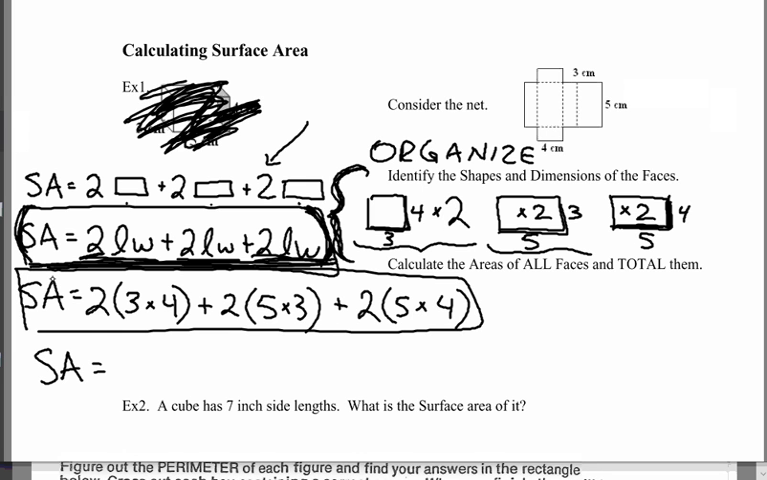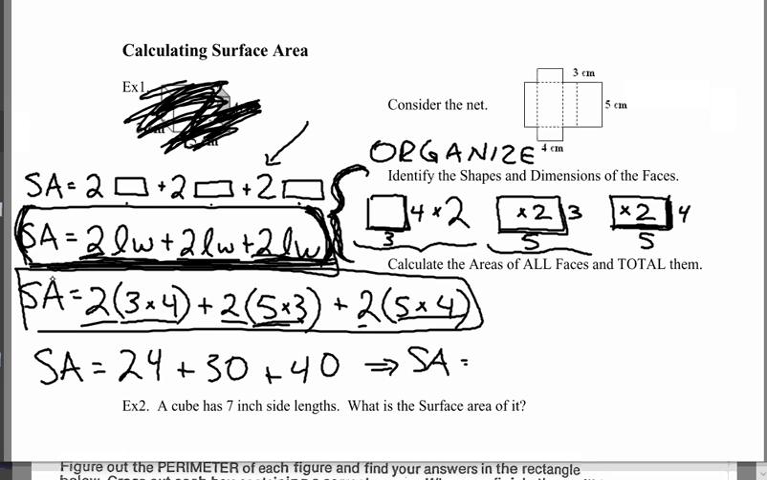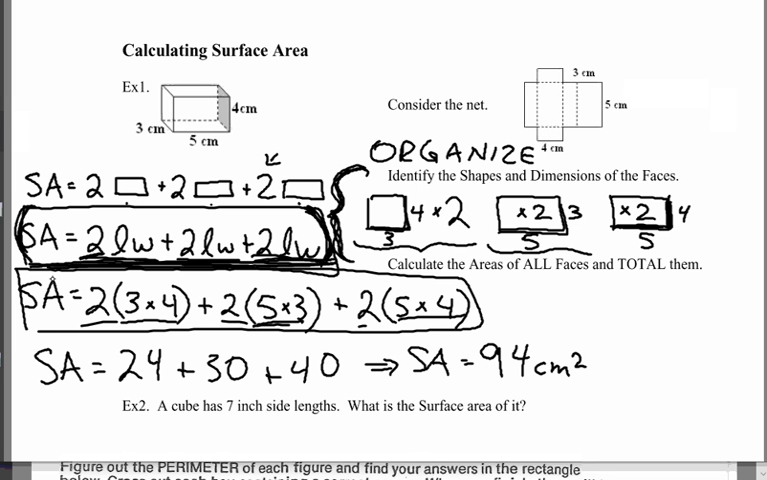Show your work. 3 times 4 is 12, times 2 is 24. 5 times 3 is 15, times 2 is 30. 5 times 4 is 20, times 2 is 40. So our surface area for this particular rectangular prism is 94 centimeters squared. That's the process I want to see. Show your sketches, organize yourself. Single equation to represent what you're doing, then substituting in and solving.